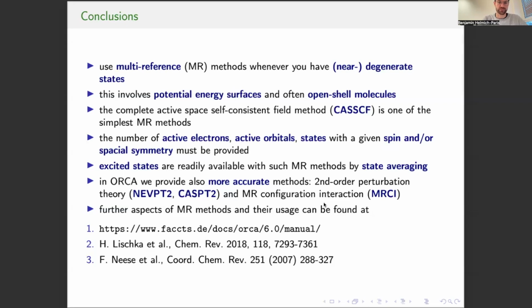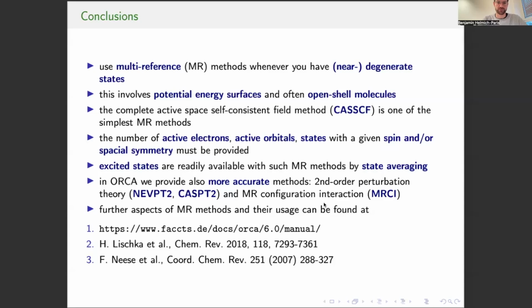We can easily describe excited states by using the state averaging approximation. For state averaging, you use the same set of orbitals but have different CI solutions that are specific to every state. CASSCF, however, is not the most accurate method. It lacks a sufficient description of dynamic electron correlation.